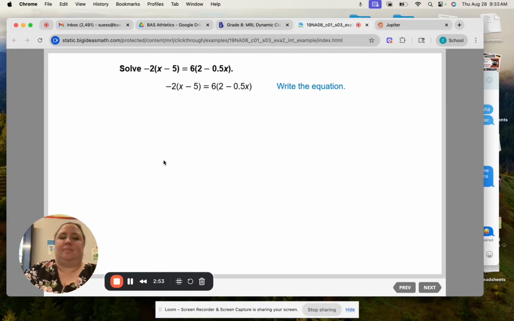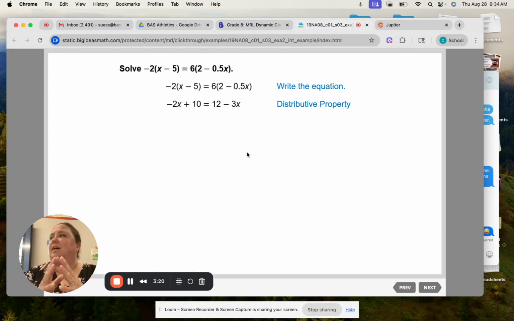What would be our next step, Logan? Do distributive property. Yes, distributive property. So what is negative 2 times x? Negative 2x. Negative 2 times negative 5. That'll be positive 10. Very good. All right, on the other side, somebody else. What are we doing there? 6 times 2. 12, and then 6 times negative 0.5. Negative 3x. Very good. Oh, yeah, don't forget the x.